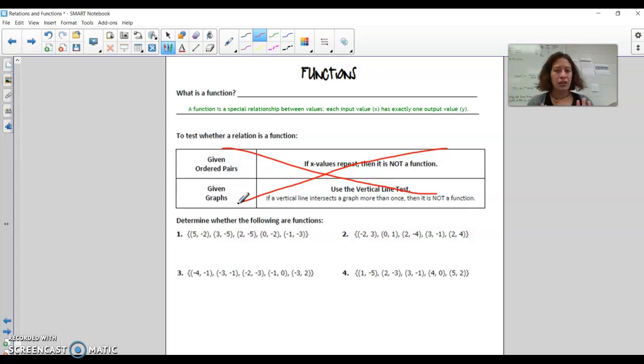Okay, so let's try this. Let's look at these points. Now I'm checking. See, this is the input. I'm putting 5 into the machine.